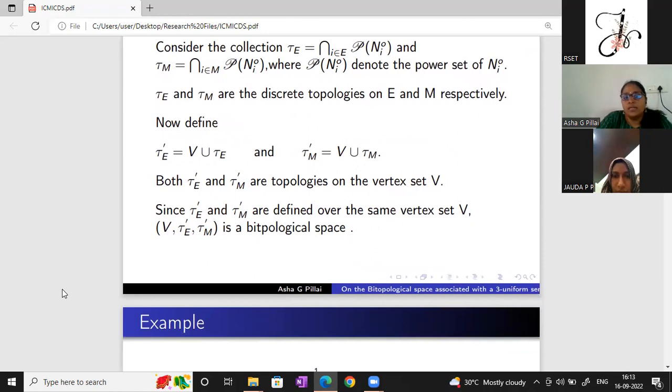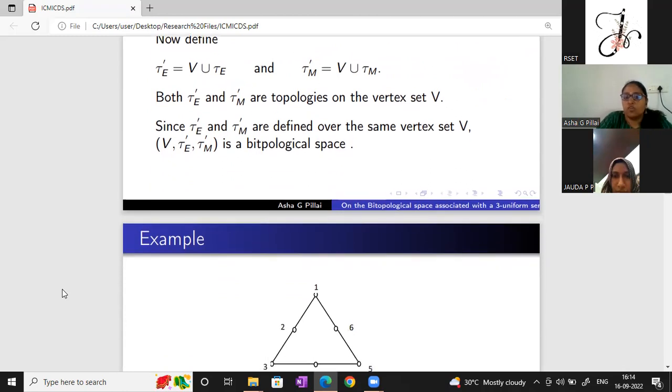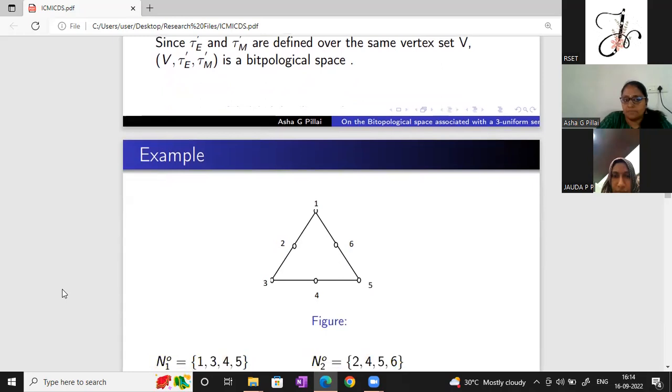Now take the union of these sets, τE and τM, with the vertex set. We get two other sets, τE' and τM'. τE' equals V union τE and τM' equals V union τM. τE' and τM' are topologies on the vertex set V, and these topologies are defined on the same vertex set V. So V together with these two topologies forms a bitopological space.